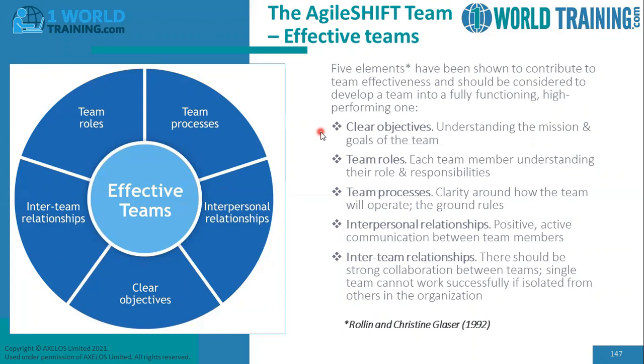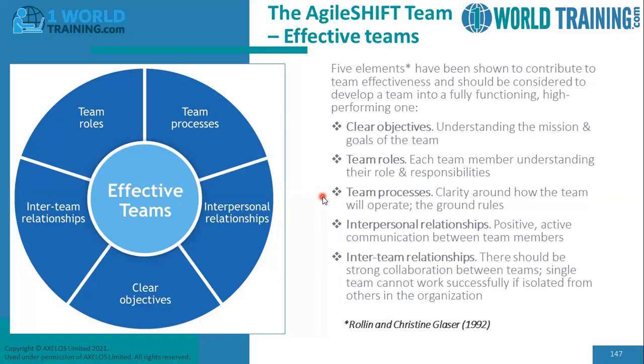Let's look at the clear objectives, meaning every team is clear about what they are trying to achieve. They would have a purpose or a mission, and goals, meaning what they would achieve. Team roles. Every team member understands what exactly their responsibilities are under the role they are in. We'll take a look at the different roles later on.